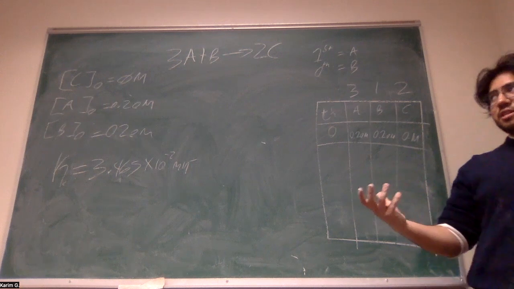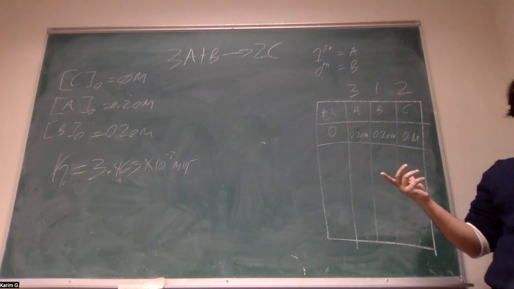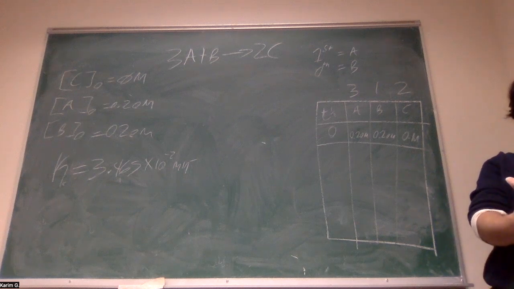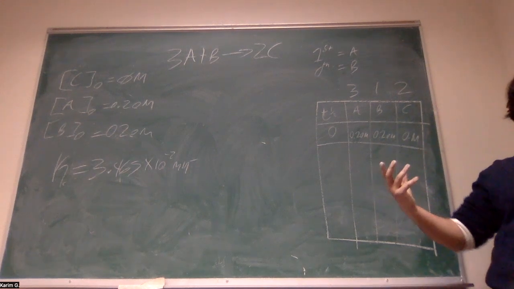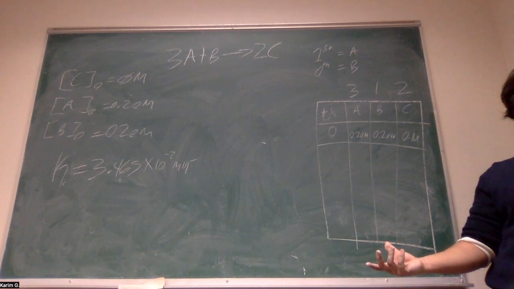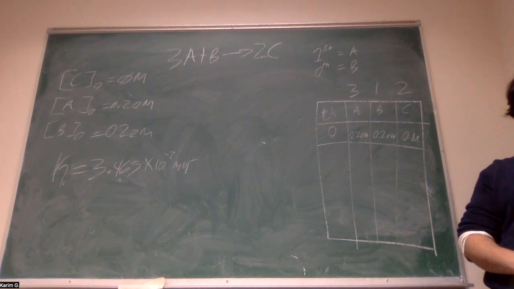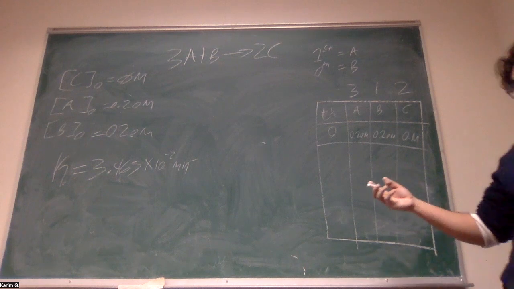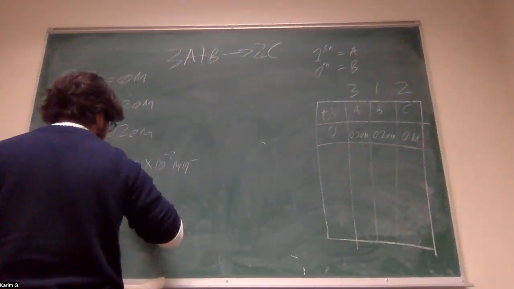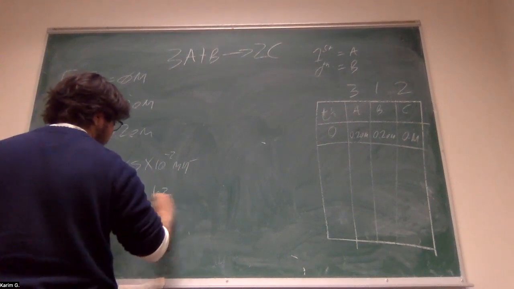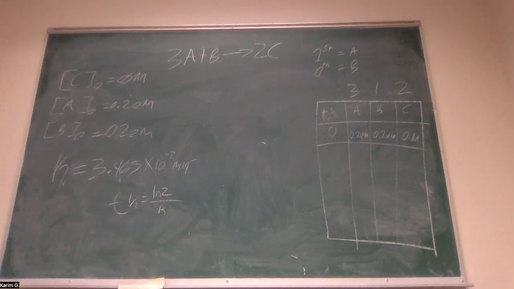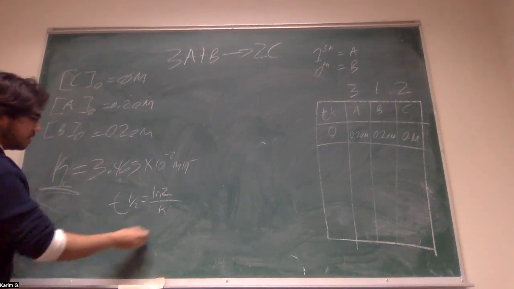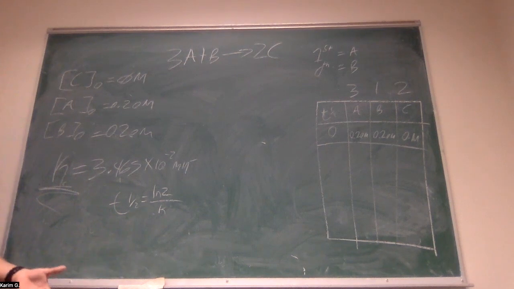Let me ask you this: what order is this reaction? First order, right? Is there any first order equation that we could find a half-life for? Yes, T 1/2. Because this is a first order reaction, we can use this equation to find our half-life. We are given a constant, which we can plug in here and solve for the half-time.